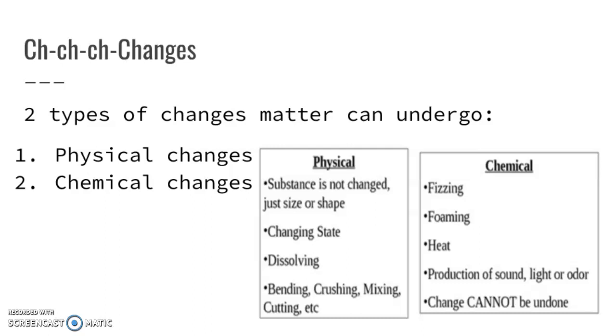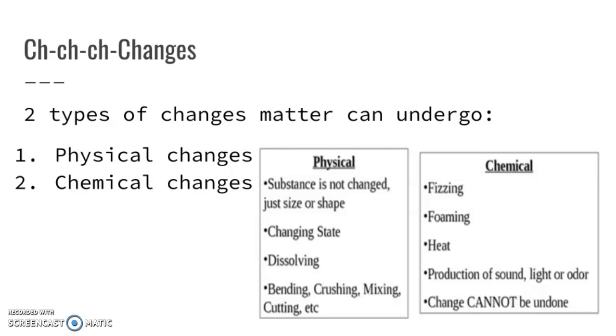Okay. If you guys already know this, great. If not, write it down. Okay. But we have two types of changes that can occur when we're talking about matter. And we know matter is anything that has mass and takes up space. Okay. These two types of changes are physical changes and chemical changes.